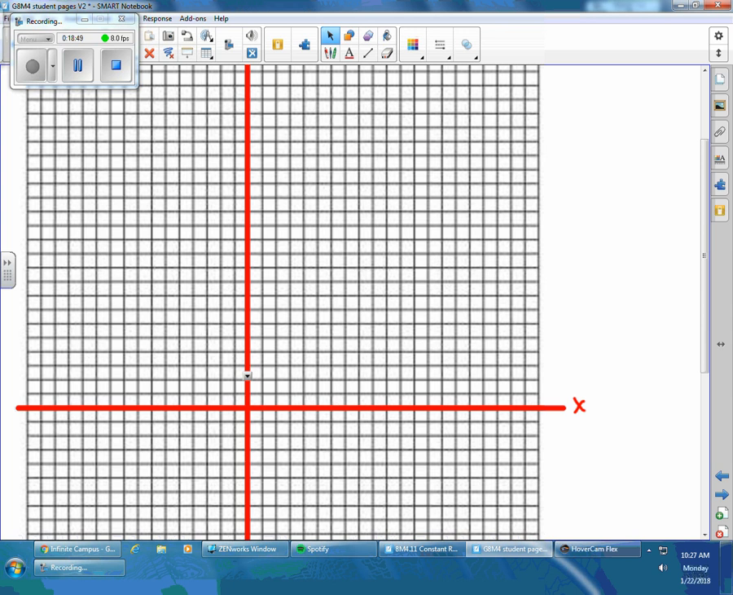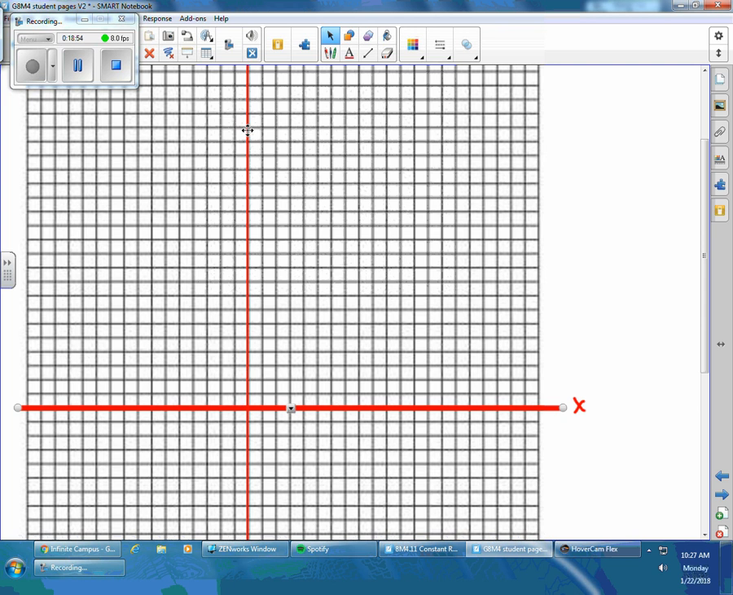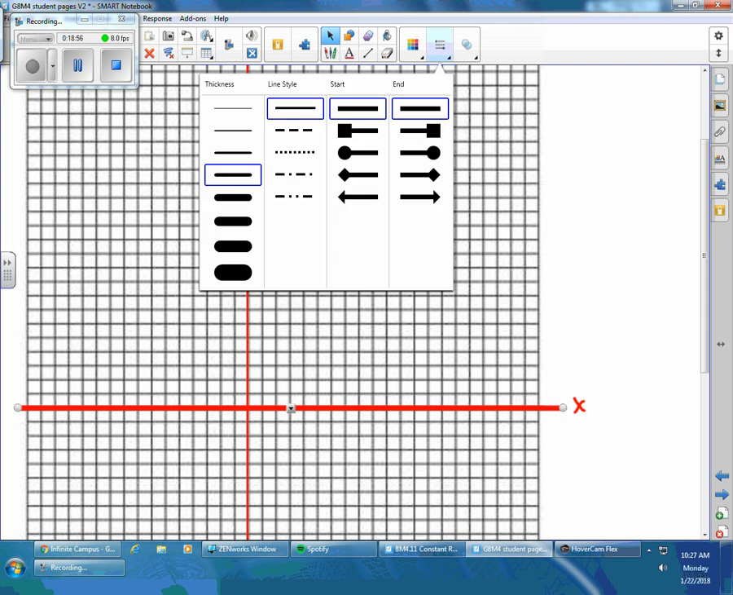I happen to use a red, and I made my lines really fat, so let me make those a little bit skinnier because we don't need them to take up the whole thing.